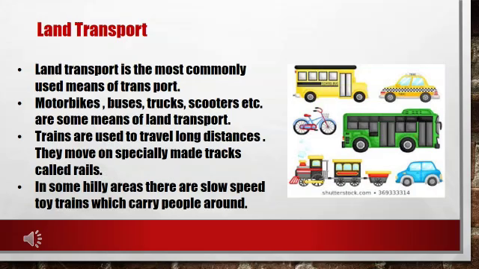So, let's start with land transport. Land transport is the most commonly used means of transport. Motorbikes, buses, trucks, scooters, etc. are some means of land transport. Trains are used to travel long distances. They move on specially made tracks called rails. In some hilly areas, there are slow speed trains which carry people around. They are also known as toy trains.